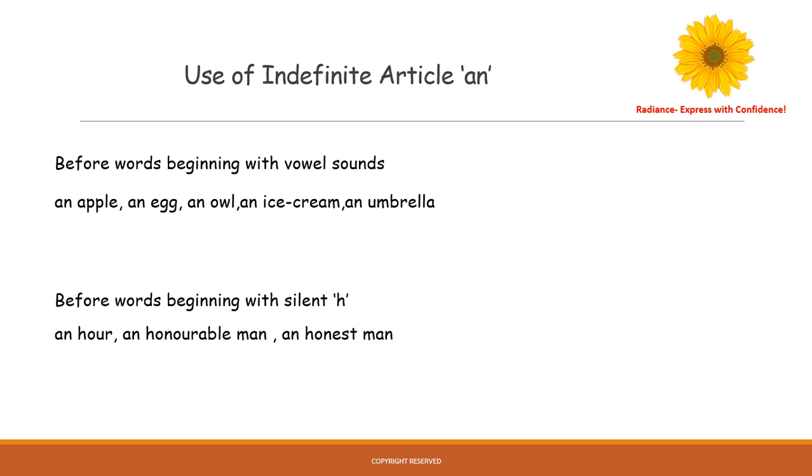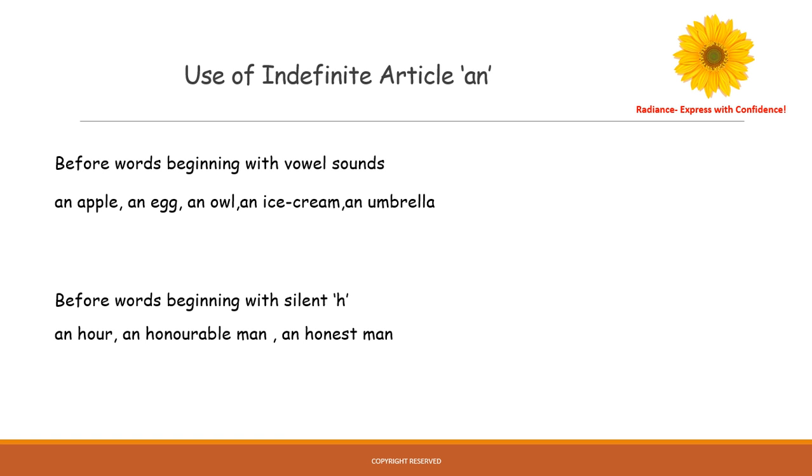So, in these words, we are keeping the H silent. We are not beginning that word with the sound of H. So what would we say? An hour, an honourable man, an honest man. Just because the word begins with a vowel sound of O, we are using an before it.